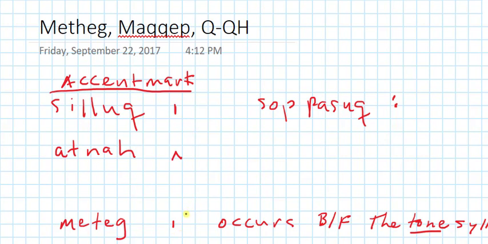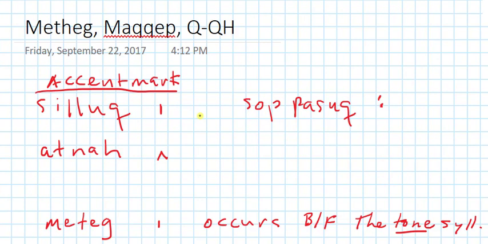So what's my problem here? I have two completely different things, a silluq and a metheg, both of which use the same symbol. All right? And that can be confusing at first. Here's the important thing to know. When this little vertical stroke next to a vowel symbol is a silluq, it is an accent mark, and it tells you where the stress is.